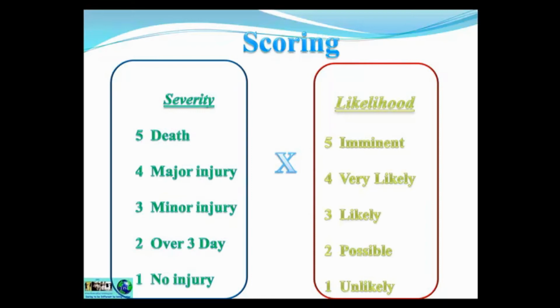Now, the next part of the equation is the likelihood. What's the likelihood of the event, of the potential accident happening? Is it number 5, the worst case scenario, which is imminent or most likely? Is it number 4, very likely? Is it 3, likely? Is it 2, possible? Or is it 1, unlikely?